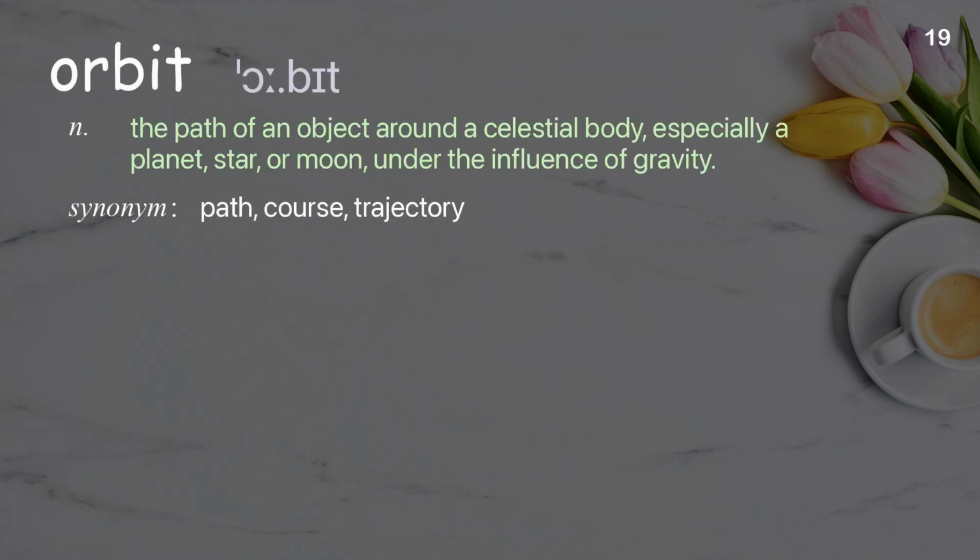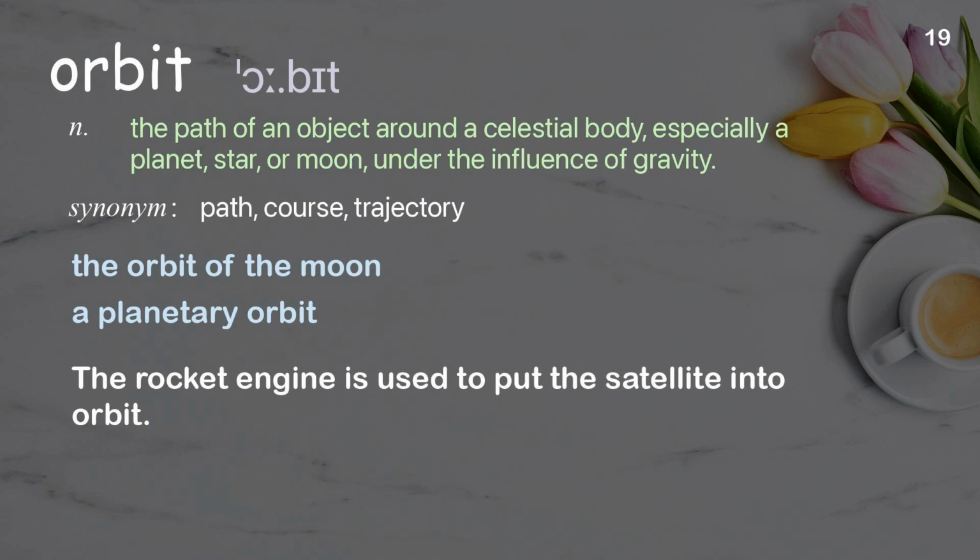Orbit. The path of an object around a celestial body, especially a planet, star, or moon, under the influence of gravity. Examples: The orbit of the moon. A planetary orbit. The rocket engine is used to put the satellite into orbit.